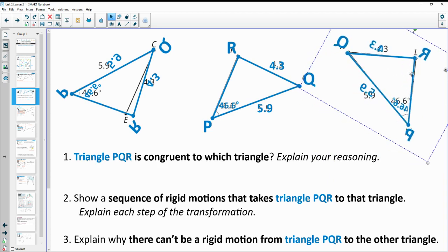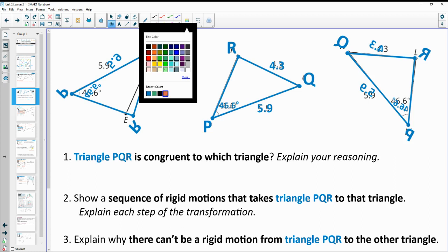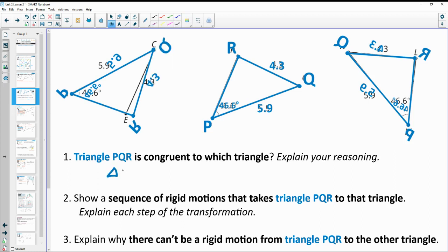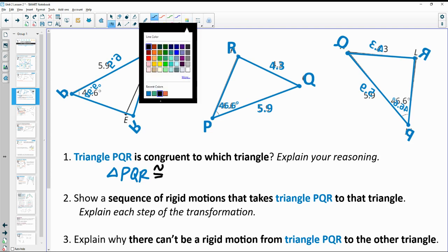And we can see that those two are identical in size. So we want to write a congruence statement here. And remember, you want to line up the corresponding parts, right? So we have triangle PQR. And so I'm going to just write down triangle PQR. And that is congruent to what other one?